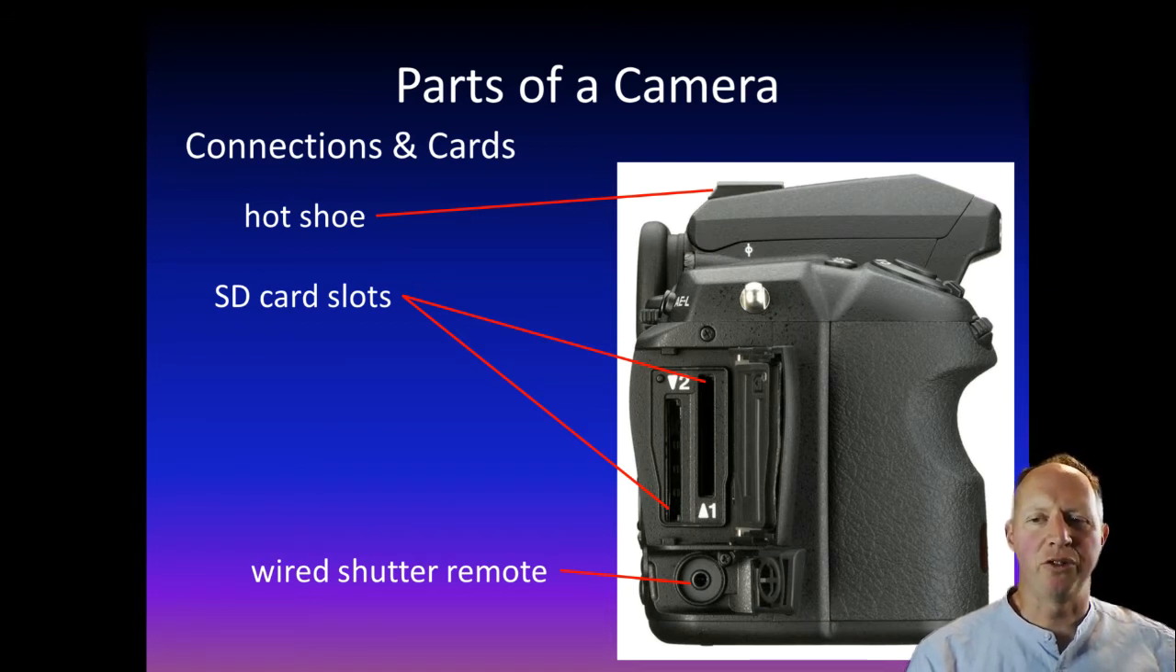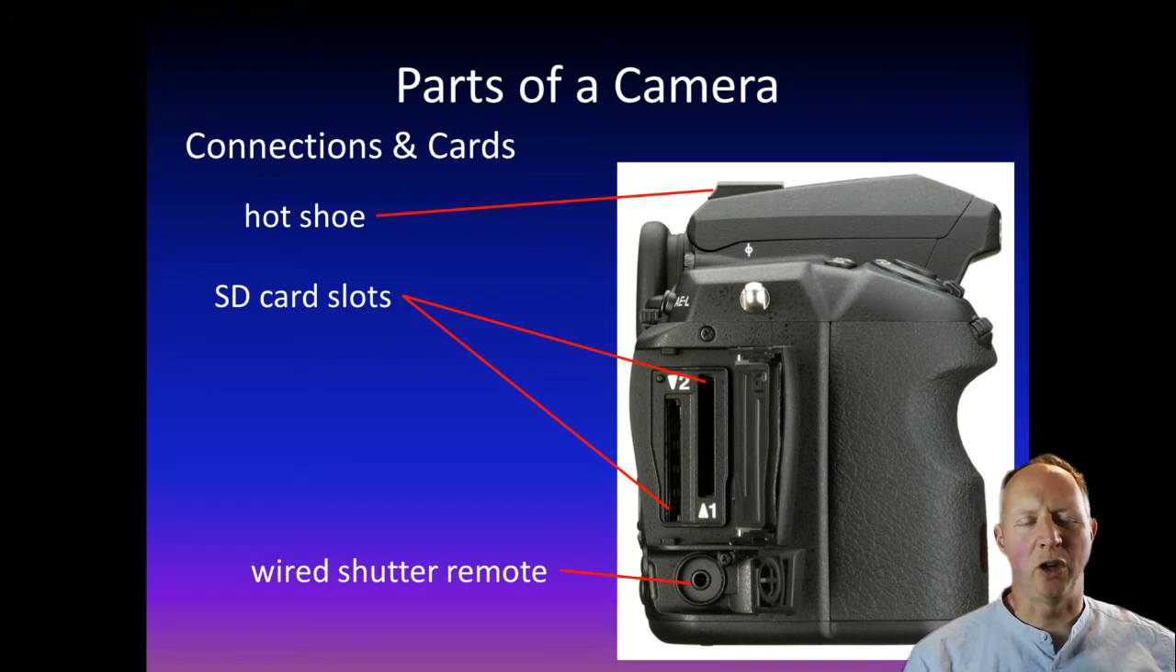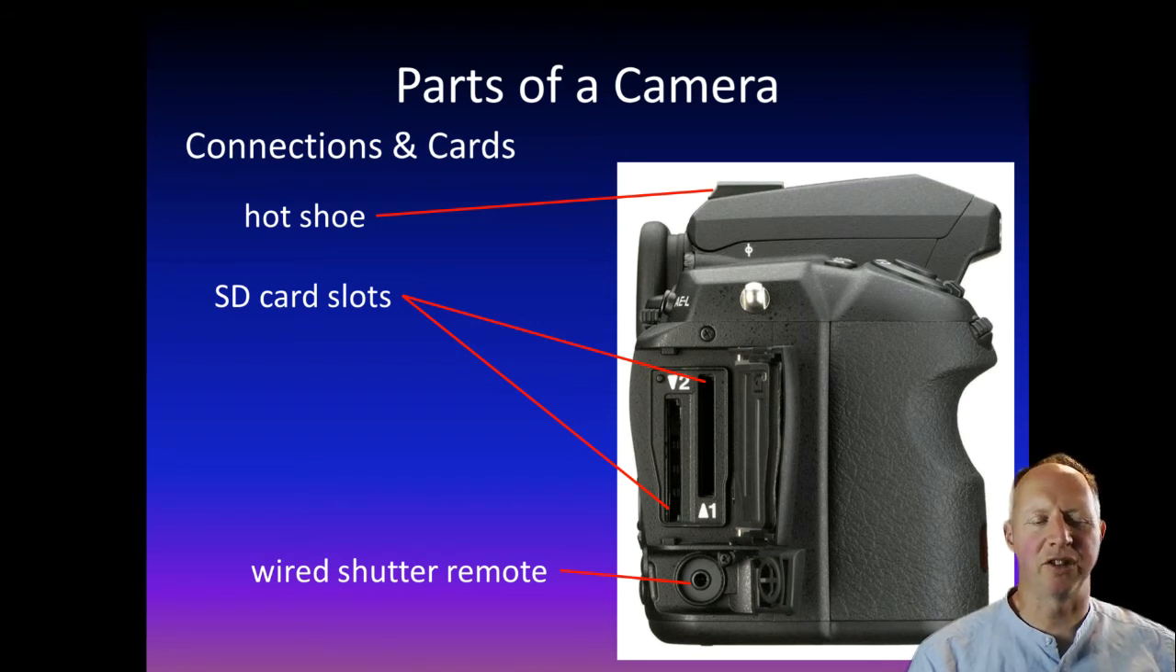And we may want to use a wired shutter remote control, for example, to connect it to an intervalometer that will take pictures at certain intervals in time, or just to avoid shaking the camera if I'm trying to get an extremely sharp picture, so I don't shake it by pressing the shutter button as I take the picture.